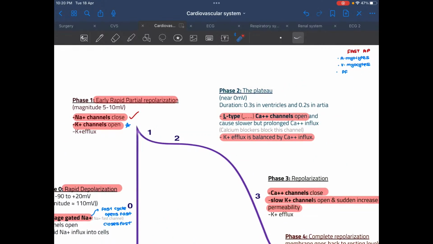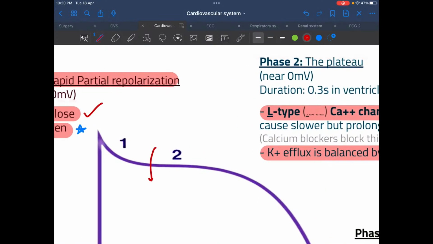What about the next phase now? Next phase, we are going to have two things. The potassium efflux we're already seeing, but now the potassium efflux will be balanced by your L type of calcium channels opening. And what is that going to lead to? That's going to lead to influx of calcium and efflux of potassium. And both of them are nearly the same. If both of them are nearly the same, we're going to have a stage known as your plateau. Okay? This plateau is usually at about 0 millivolts.